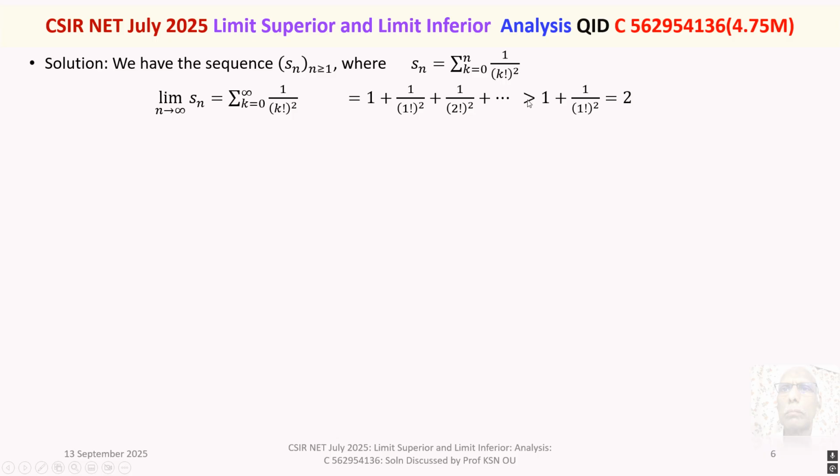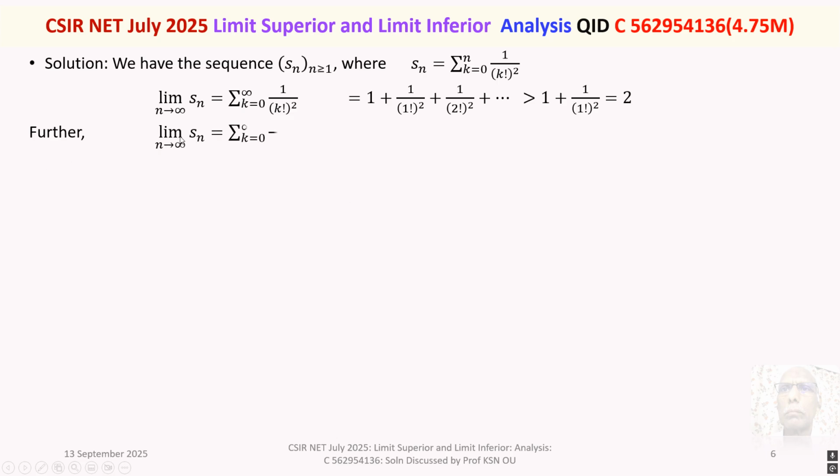It is certainly strictly greater than the sum of the first two terms, that is 1 plus 1 by 1 factorial square, that is 1 plus 1, which is 2. And on the left-hand side, besides these first two terms, there are infinitely many positive terms. That is why this is strictly greater than the sum of the first two terms, that is 2.